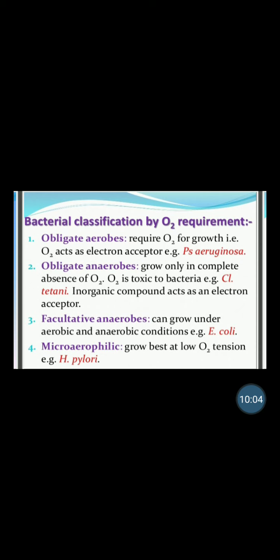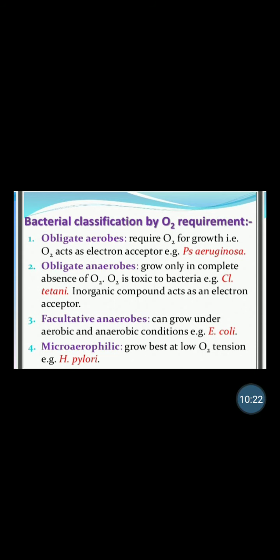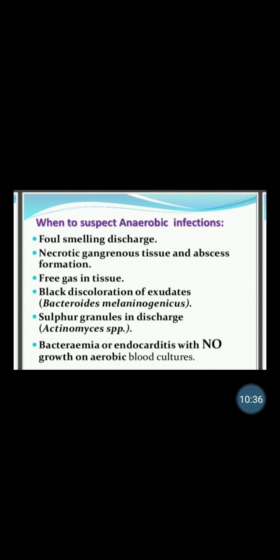Then next, facultative anaerobes. It means they can grow under both aerobic and anaerobic conditions. For example, E. coli. Then microaerophilic, it means it grows best at low oxygen tension. For example, Helicobacter pylori. Then next, when to suspect anaerobic infections.